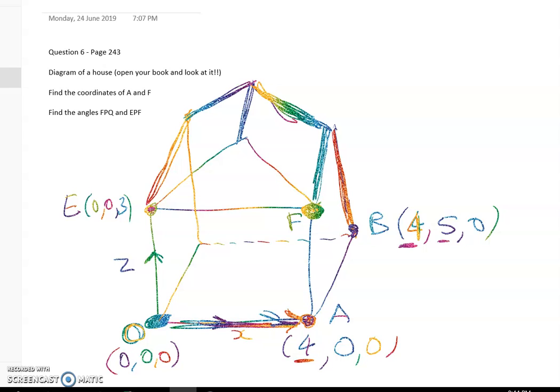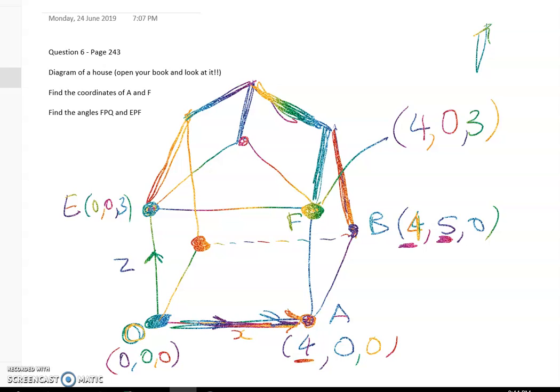And then here, this y coordinate of 5 has got to be matching for that one there. Right, what about the z coordinate for f? So f is going to have coordinates 4 for x, no change for y, but it's gone up by 3 units. So f is going to be 4, 0, 3. Right, now the next thing we've got to do is find the angles.